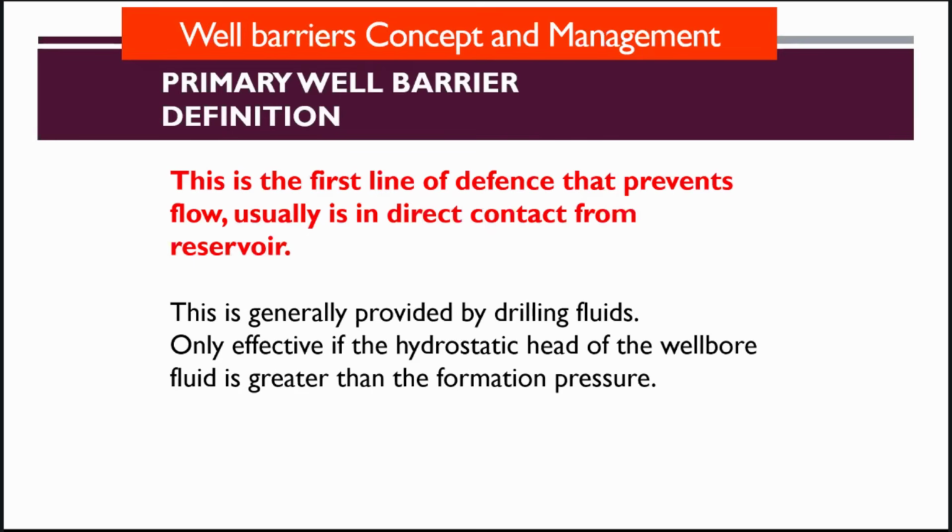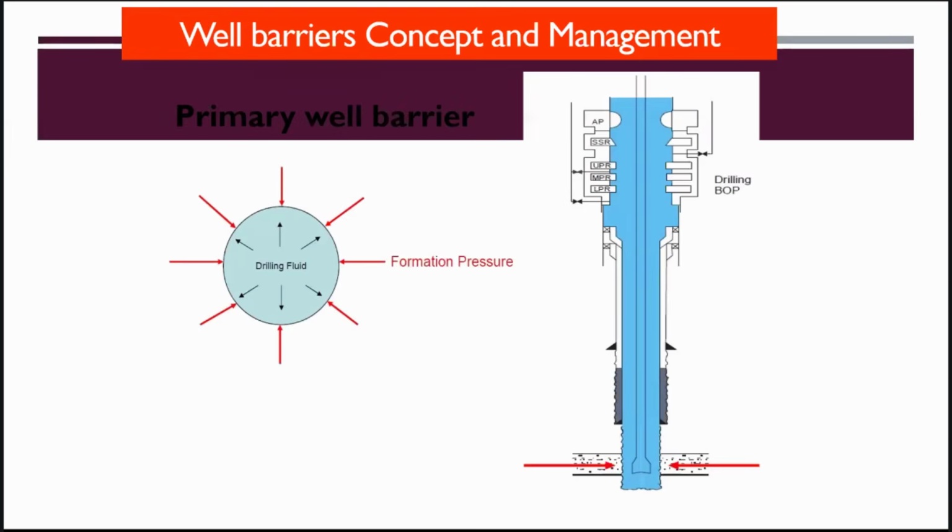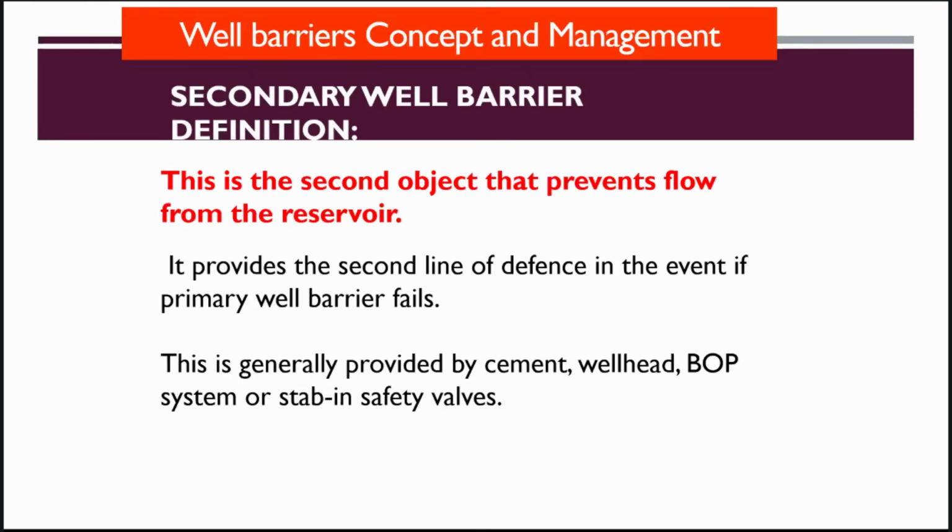So primary barrier is the first line of defense which controls the flow, which is directly in contact with the reservoir, which is our drilling fluid. And secondary well barrier, if primary fails, then secondary comes to the rescue.